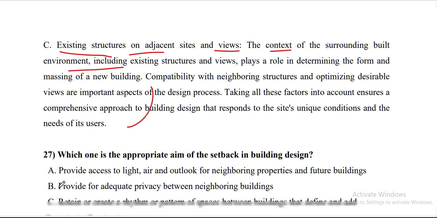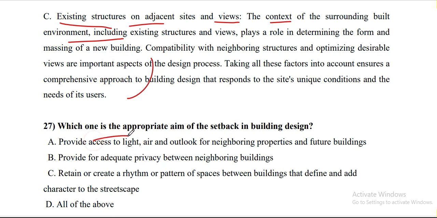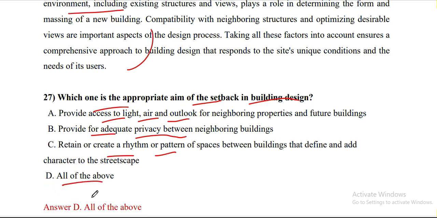Question number 27. Next question. Which of the following is the appropriate aim of the setback in a building design? A. Privacy. Provide access to light, air, and outlook for neighboring properties and future buildings. B. Provide for adequate privacy between neighboring buildings. C. Retain or create rhythm or patterns of space between the buildings. D. All. Answer is D.